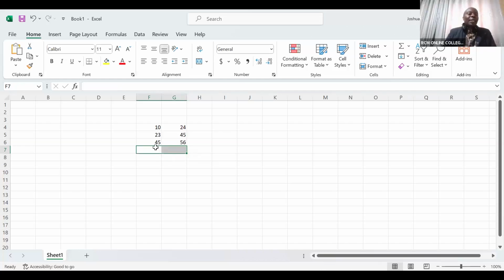A good accountant in Excel, for example, will highlight these two if you want to do the two. And then you say straight Alt equals. When you say Alt equals, it works magic. Alt equals, all right?